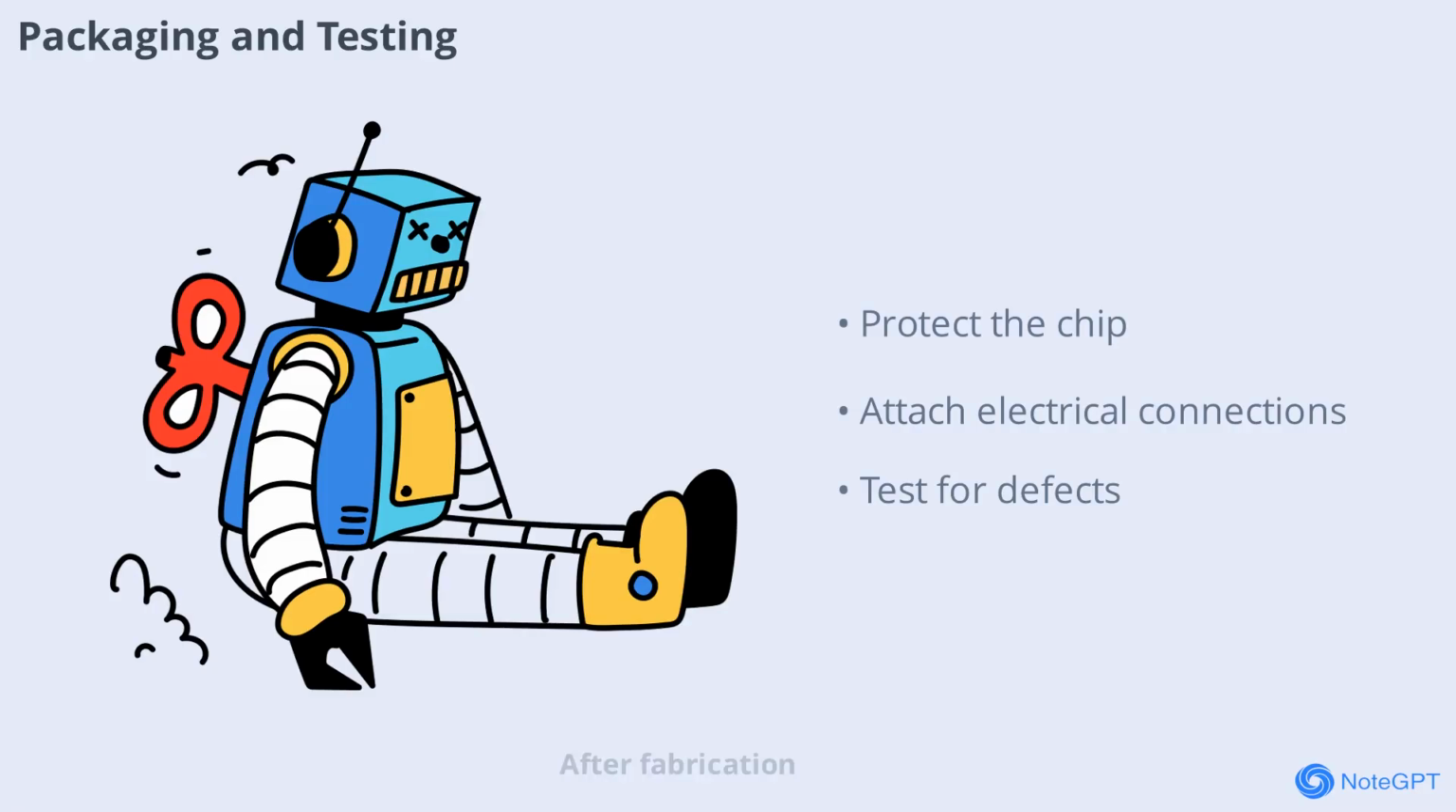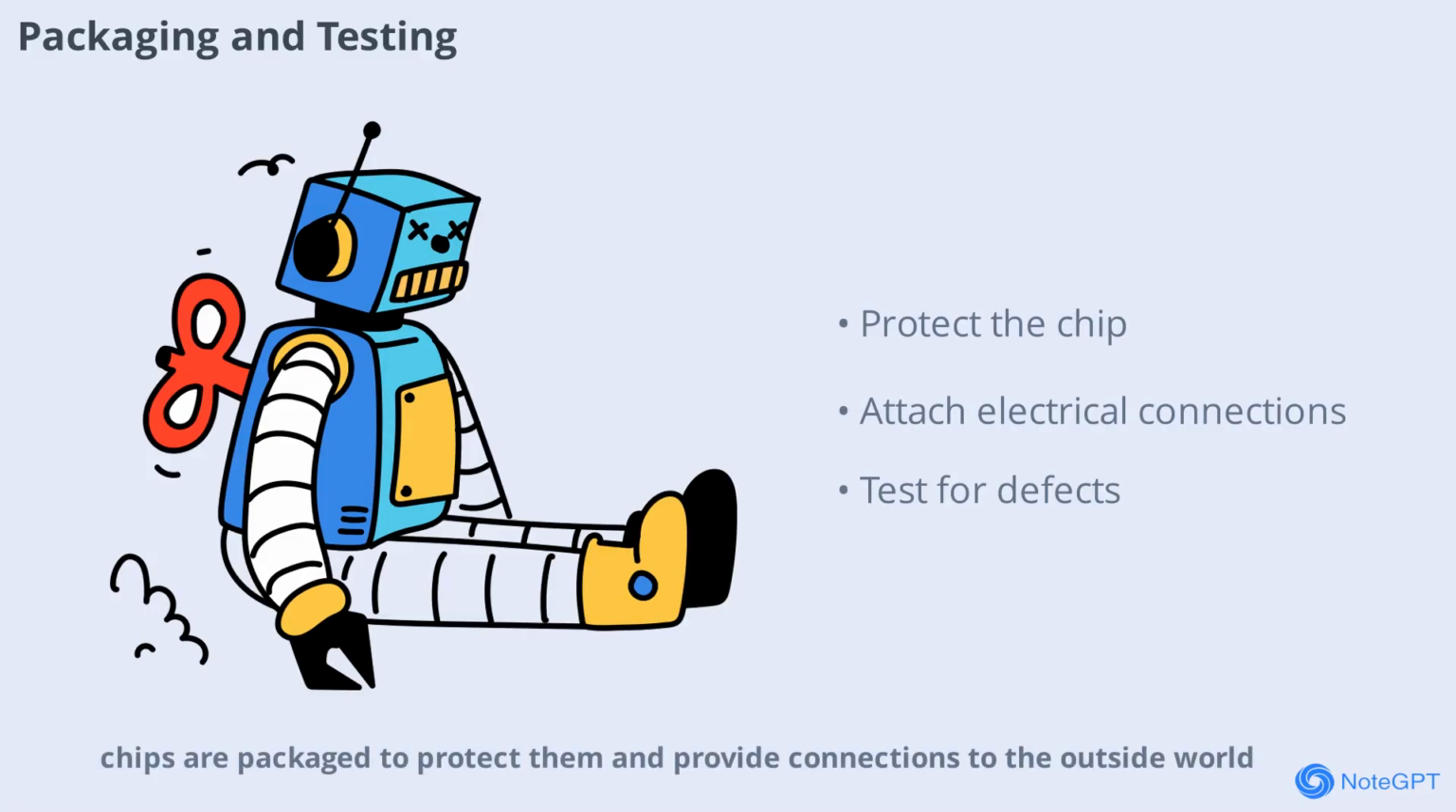After fabrication, chips are packaged to protect them and provide connections to the outside world. Packaging involves enclosing the chip in a protective case and attaching pins or balls for electrical connections. The packaged chips undergo rigorous testing to ensure they meet specifications and are free from defects. Only chips that pass these tests move on to be used in electronic products. Packaging and testing are vital for product reliability.